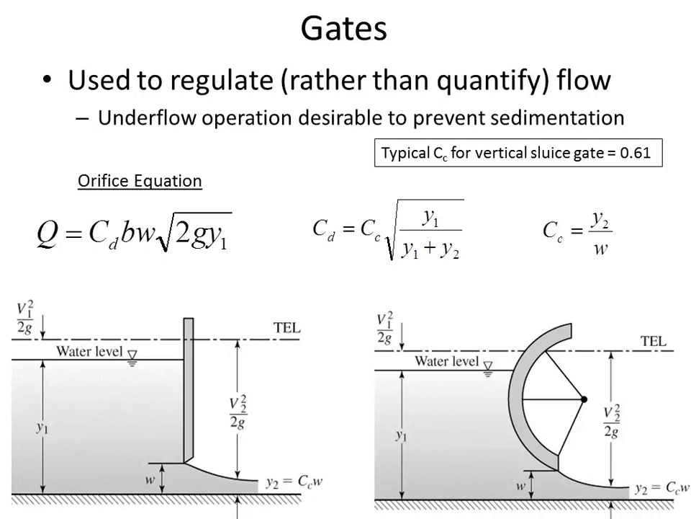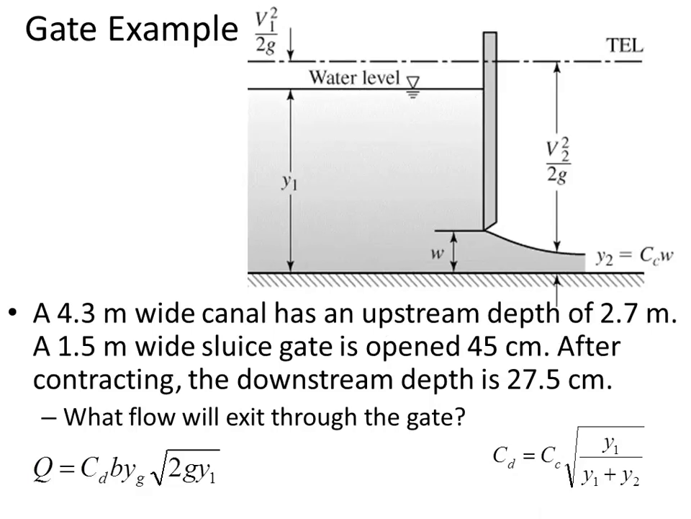The coefficient of discharge can be estimated as a function partly of the coefficient of contraction, and also partly a function of the difference in elevations between the upstream depth and downstream. So if we know the two depths, the downstream depth and the upstream depth, then we can calculate the coefficient of discharge. So I'd like you to get some practice doing that.